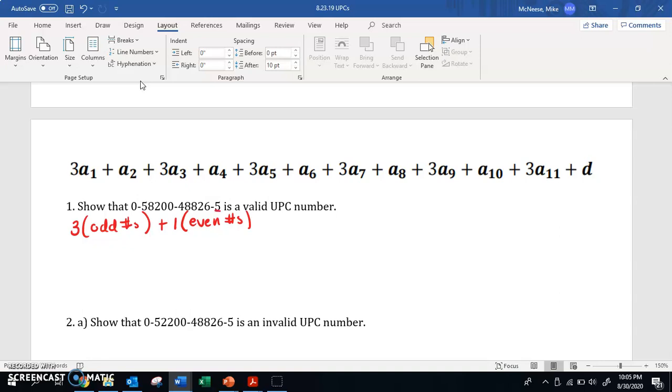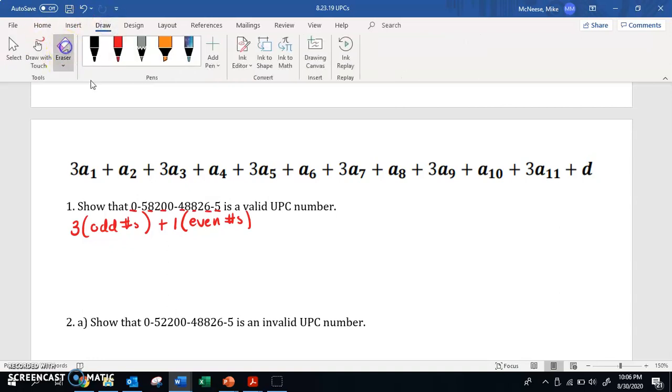This one right here. So I'm going to identify all the odd digit numbers. This is an odd because it's the first one. This 8 is the third one. 0 is the fifth one, and so on and so forth. So I'm going to underline all of these odd numbers. Here, let me erase that. This 5 is not an odd number.